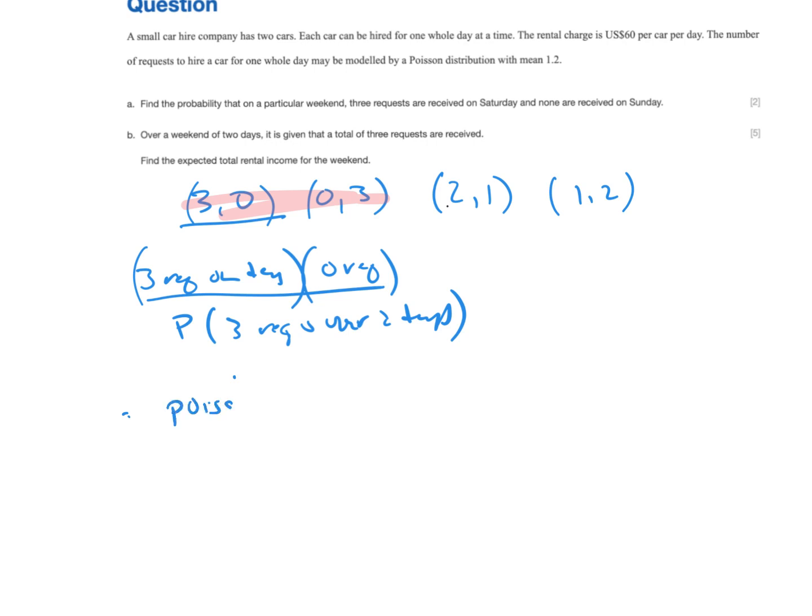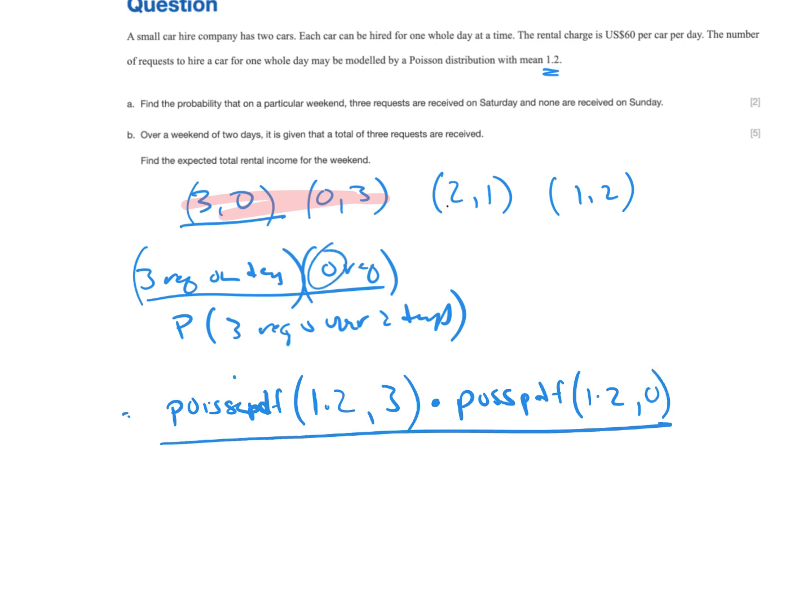If I do Poisson PDF, and my mean I know is 1.2, comma 3, that will tell me the probability of getting 3 requests on the first day, times a Poisson PDF of 1.2, comma 0, over the probability of Poisson PDF of getting 3 over 2 days. So the mean for 2 days is 2.4, comma 3.